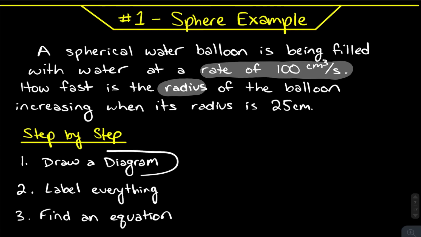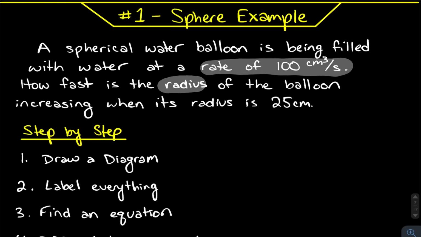And so you want to draw a diagram as the first step. That's what I always do. It's what I recommend you do. Just for a sphere, draw a circle. Okay, this is a spherical water balloon. You know how water balloons expand, right? So this water balloon is going to have some volume. Okay, it's going to be changing, right?